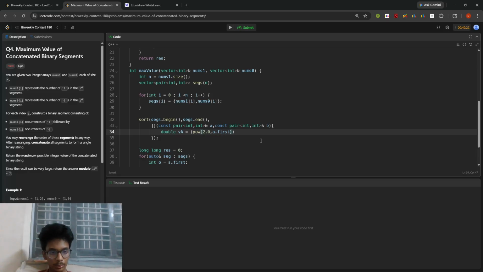And this is to be multiplied with, divided with power of 2.0, A dot first plus A dot second, A dot first plus A dot second, minus 1.